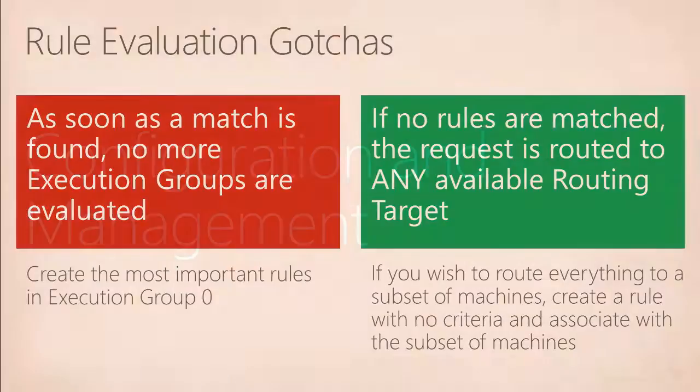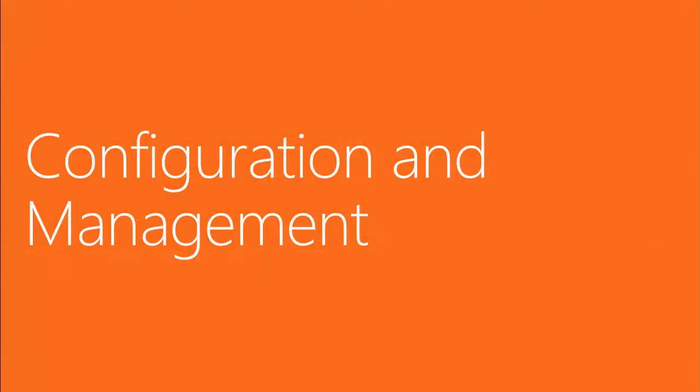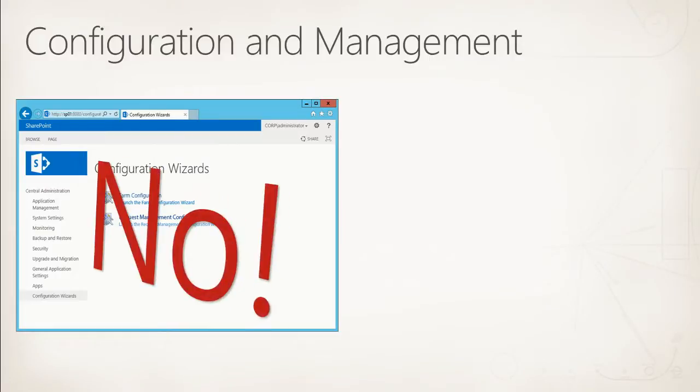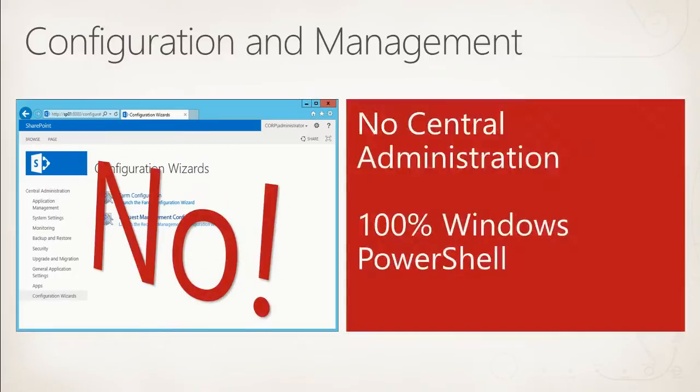Okay, so if we look now at the configuration and management of this feature, it's very straightforward. We go into Central Admin, we go into the config wizard, and there we've got the request management configuration wizard. No, I'm sorry, we don't have that. They didn't get time. This is 100% from now on Windows PowerShell. Everything we do with this is going to be Windows PowerShell.